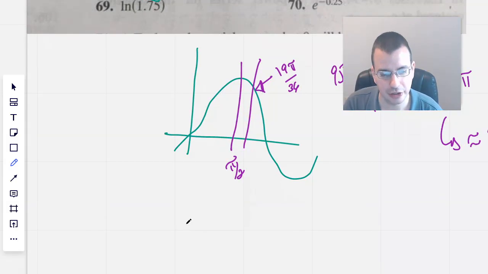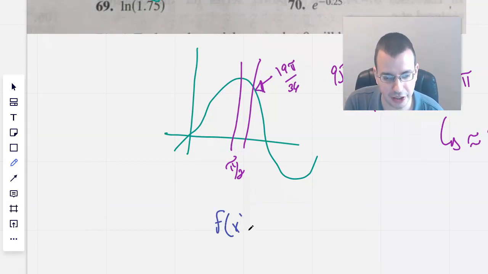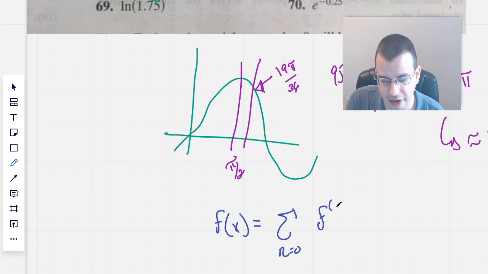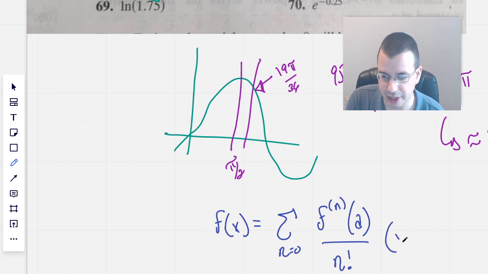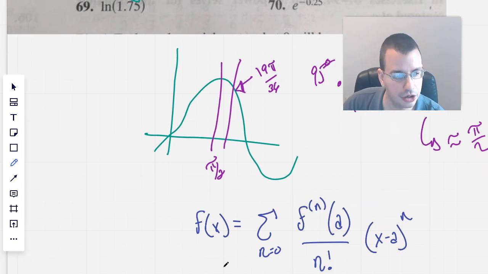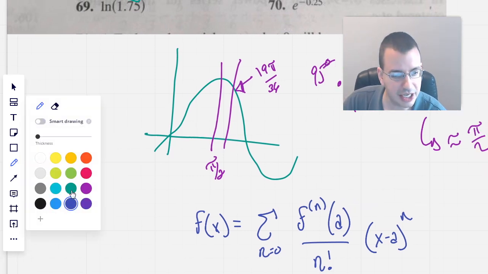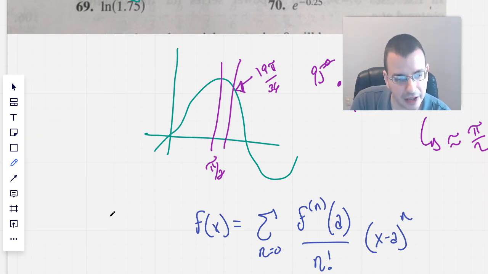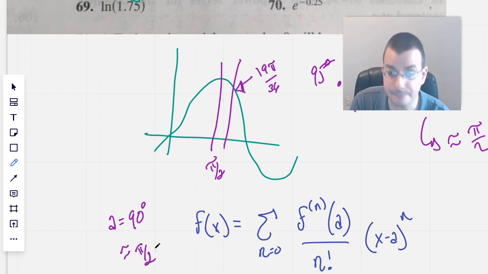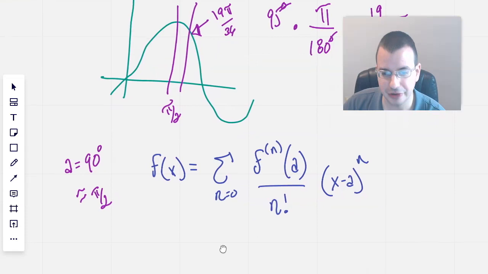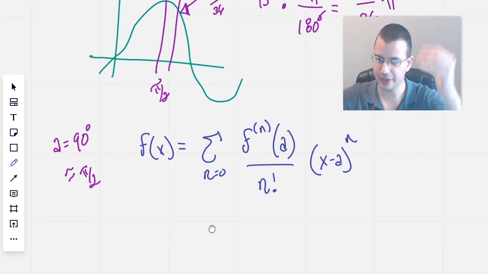The idea of the Taylor series is you have some function, f of x. This equals the summation from n equals 0 to some value of f of n of a all over n factorial times x minus a to the n, where a is the center about which you're doing this. It's the known point. In this case, a equals 90 degrees, or more appropriately, pi over 2. Then we have to figure all this out. This is the format that I follow.